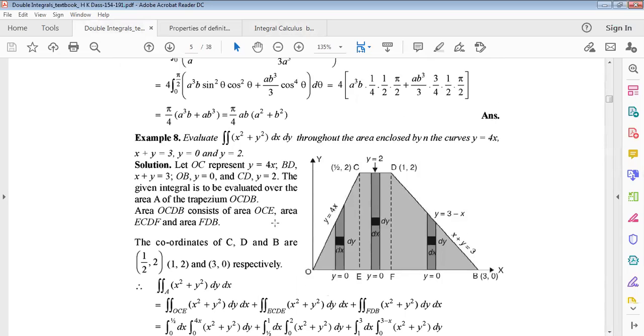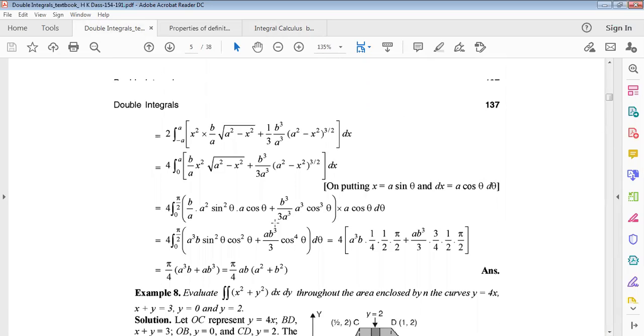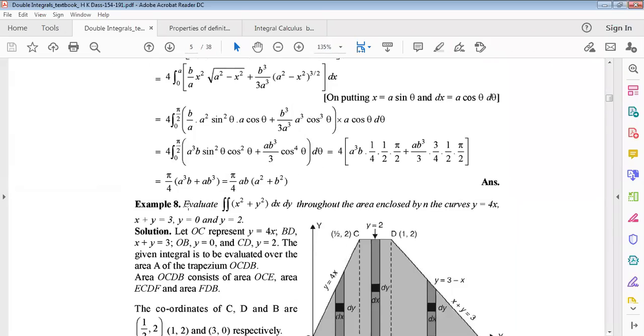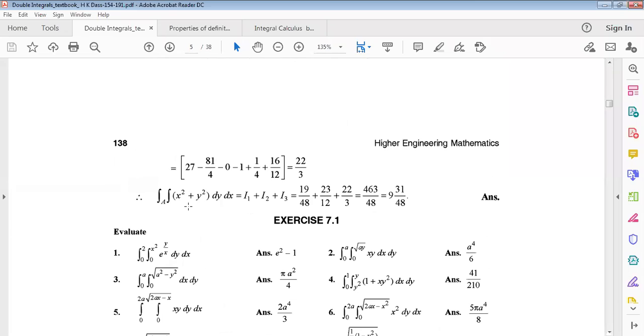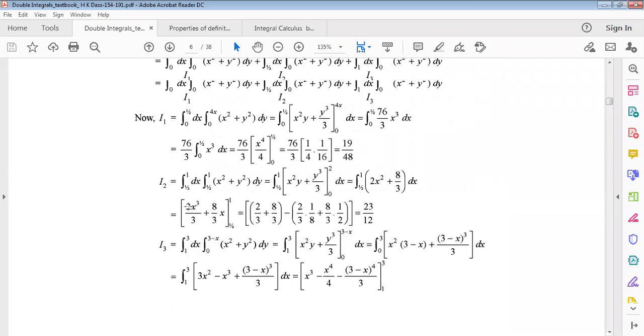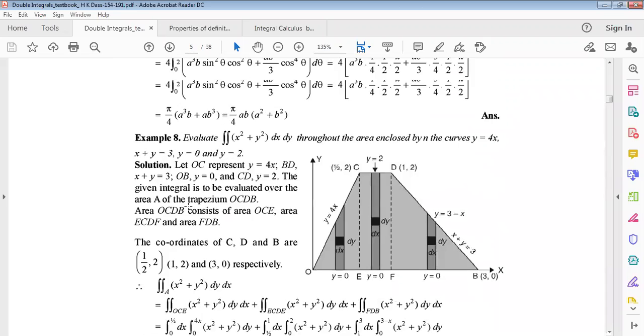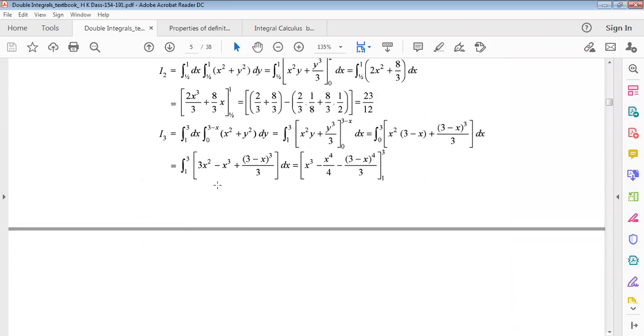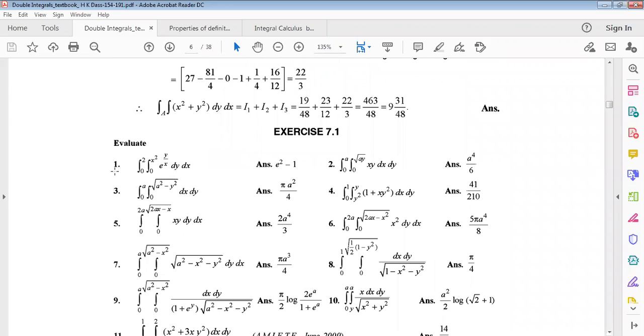Okay. So the double integral file is in Google Classroom. Now this is example 8, and example 8 will be homework for you. Understand? This is the homework for you. Now 1 to 3, 1 to 5 homework for you. Just simple, very simple for you.